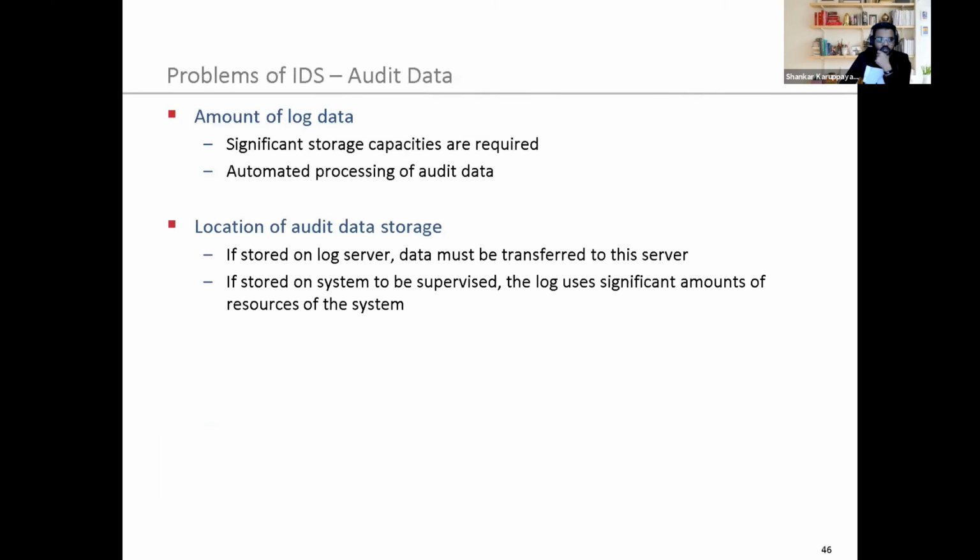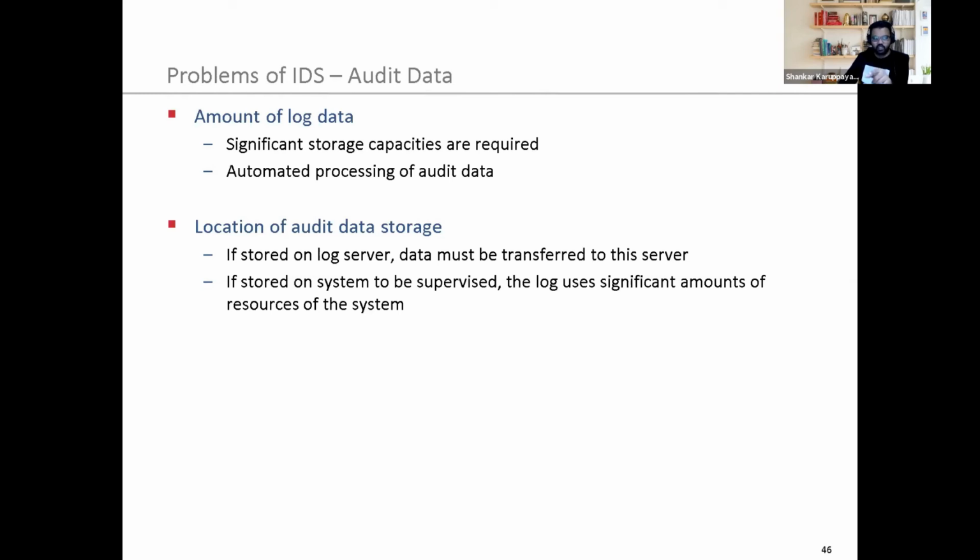Okay, so let's go here first. Problems of IDS in terms of audit data. There's a lot of data that we will have in terms of what we monitor, right? So significant storage capacities are required. You need to store them, and you need to automatically process them.